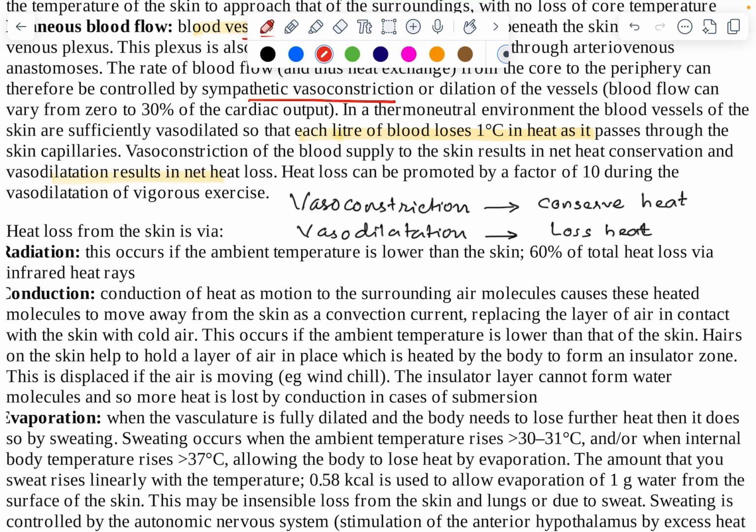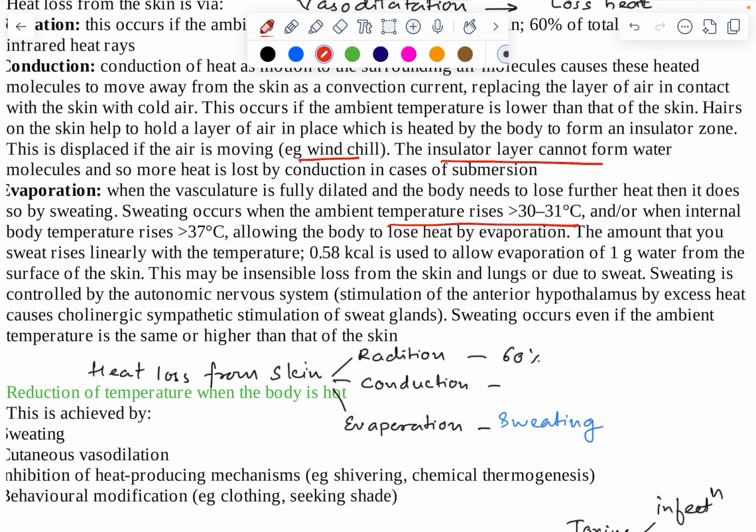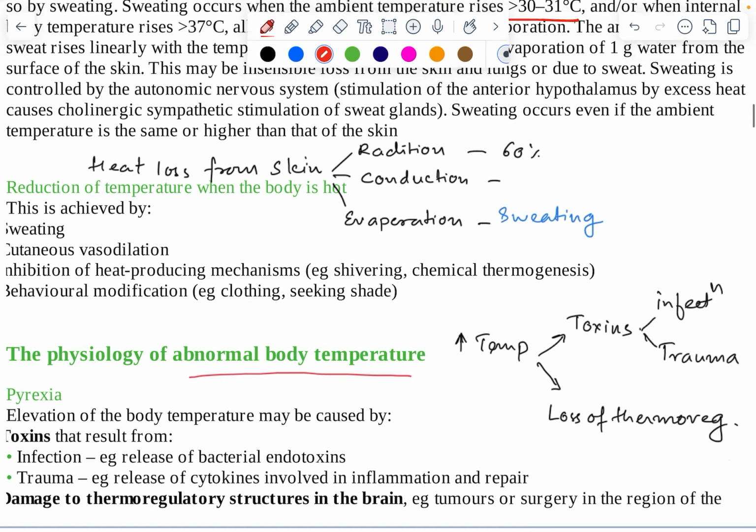Radiation depends on ambient temperature, conduction of heat is by motion, moving air, wind chill. The insulator layer cannot form with water molecules. So ambient air is heated by the body to form insulator zones. When the vasculature is fully dilated, the temperature has to be 30. The amount of water sweating. Heat loss from the skin is by radiation, conduction, evaporation.